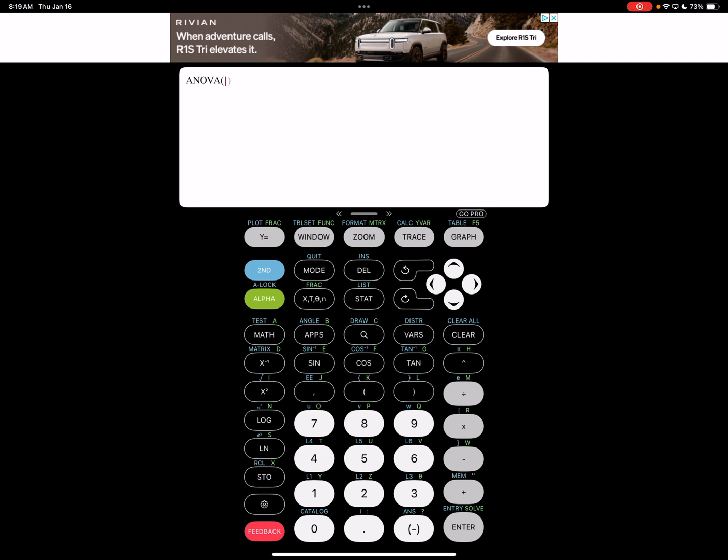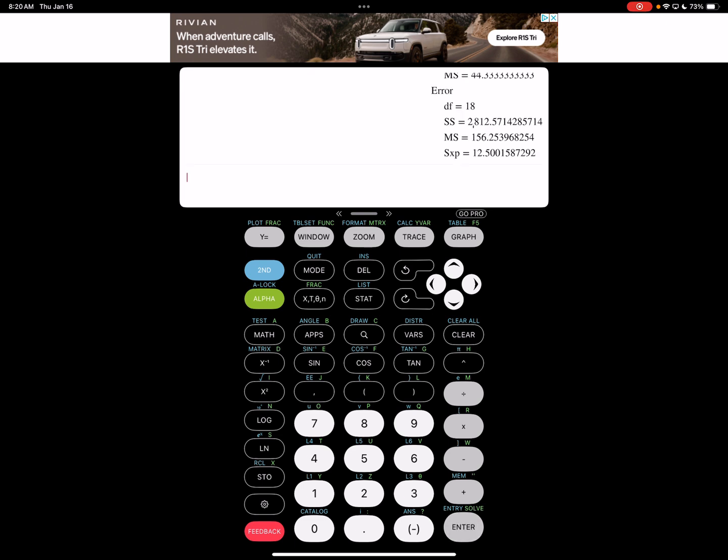So where did we put our data? L1, L2, L3. So I'm going to hit second one and tell it L1. And then you have to put a comma between it. So the comma is above the 7. Press the comma. And then second 2, which is L2, comma. And then second 3. Now, if I had more groups, I would just keep separating them with commas. Okay? Make sure you put the comma. If you don't, it's going to give you an error message. You have to put the commas. All right? Then you press enter.